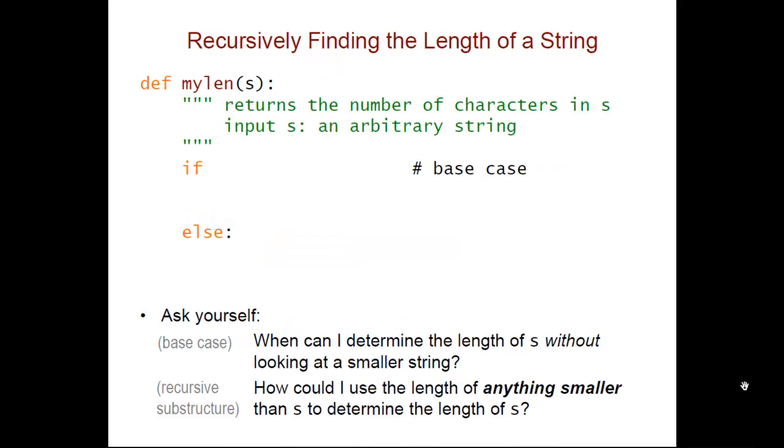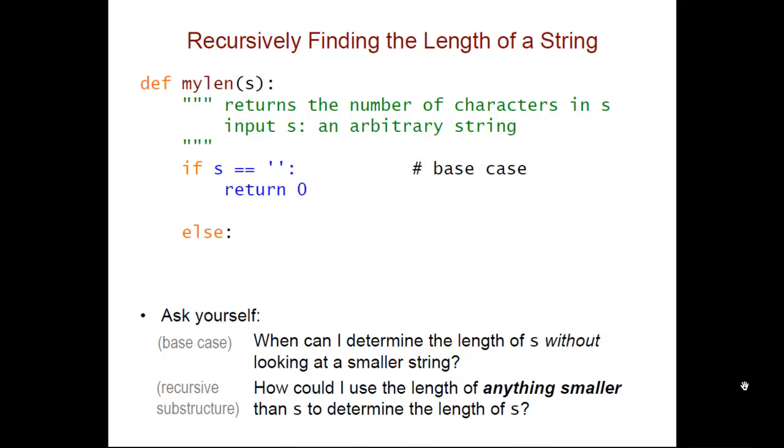Let's assume that we didn't have a built-in len function and we wanted to write our own mylen function that takes a string s and gives us its length. And we want to do this recursively. So to start, by thinking about the base case, which is typically what you want to begin with, the question you can ask is, when can I figure out the length of a string s without needing to look at a smaller string? Again, we're asking ourselves, what is the simplest or smallest version of this problem?